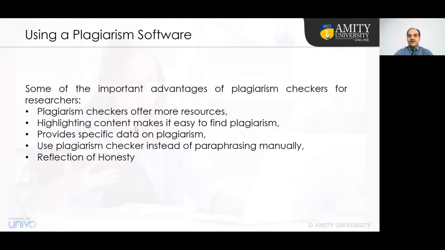Second point is that highlighting content makes it easy to find plagiarism. A plagiarism checker highlights every line or phrase that is already available in the repositories. It gives you details about sources of the original content, and by clicking on the given link, it will instantly take you to the site of the source. Point three is that it provides specific data on plagiarism. Plagiarism software often includes a total percentage of comparisons or matches. When scanning text, it offers researchers a percentage of plagiarism.